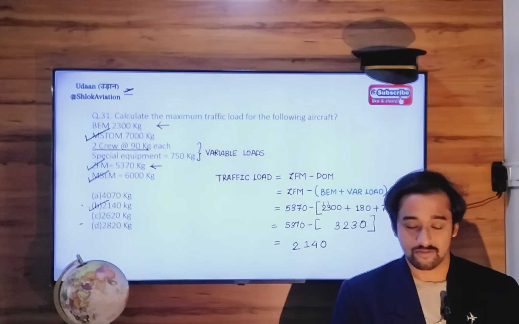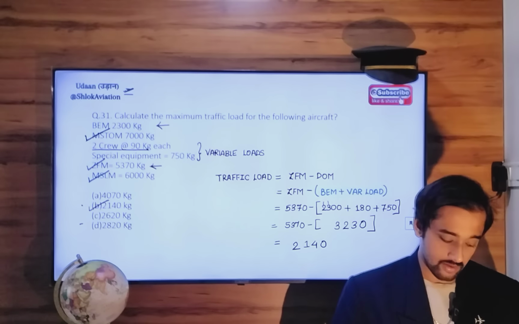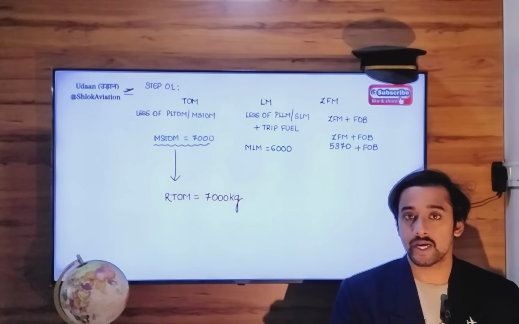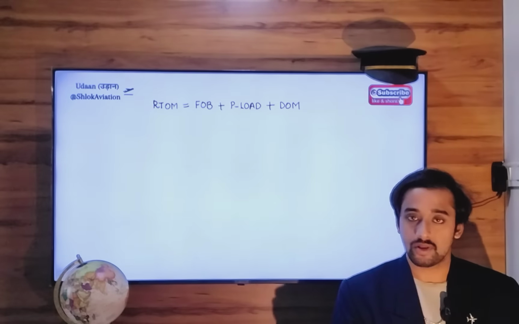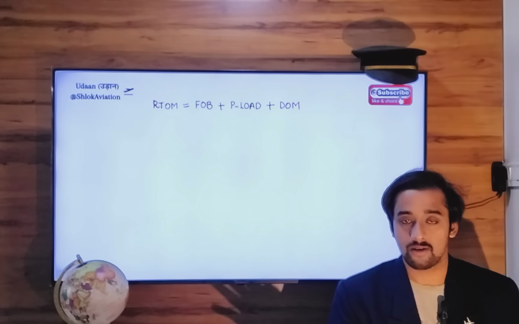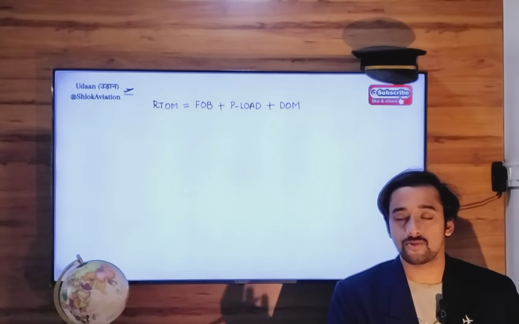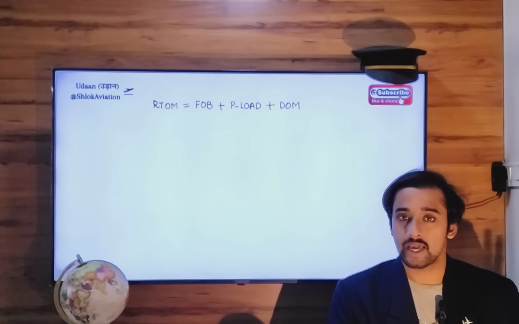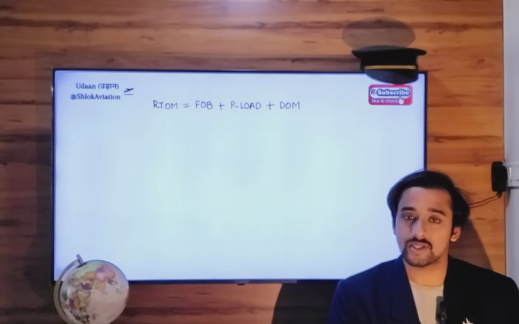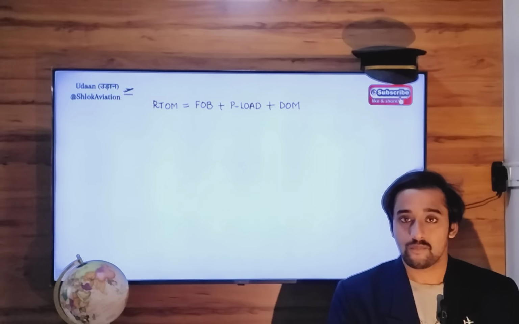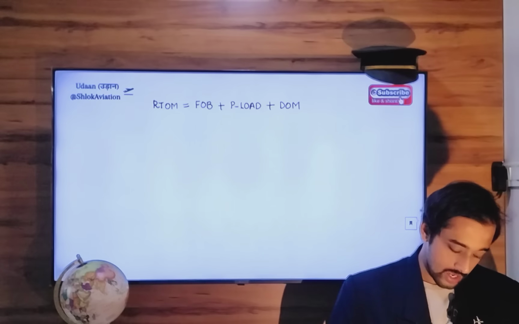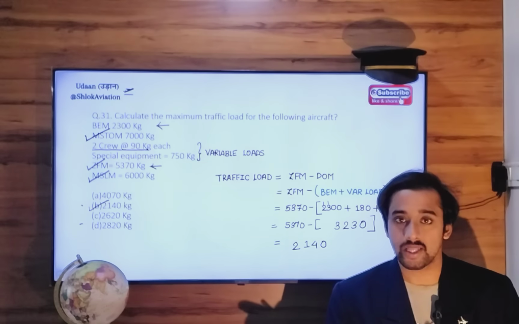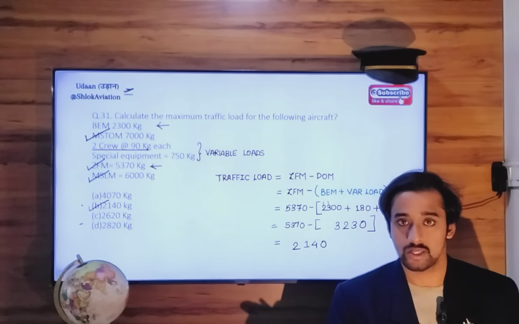So this is how you do the sum. We started with step number 1. Put all the values in the columns, found out a regulated takeoff mass. Then we proceeded to step number 2, our usual normal formula, which is regulated takeoff mass equals fuel on board plus payload plus dry operating mass. Had they given takeoff fuel or fuel on board in the question, we would have used this formula and found out traffic load. But since that was not given in the question, we resorted to some other formula, which is zero fuel mass minus dry operating mass, substituted the values and got the traffic load information.